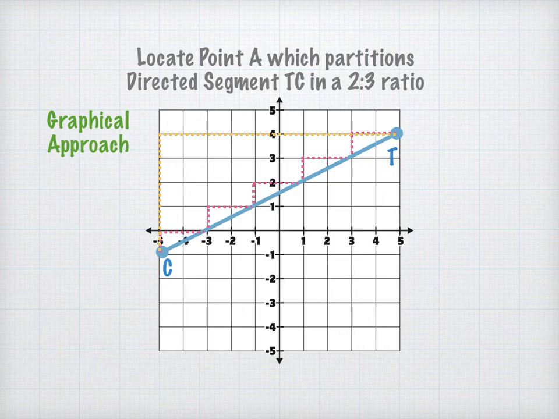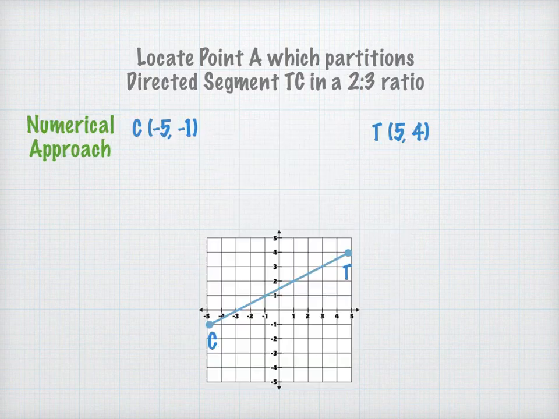Now remember, we want to partition this segment in a 2 to 3 ratio. That means starting at point T, 2/5 of the way towards point C. This will be point A right there. All right, same problem, but a numerical approach.